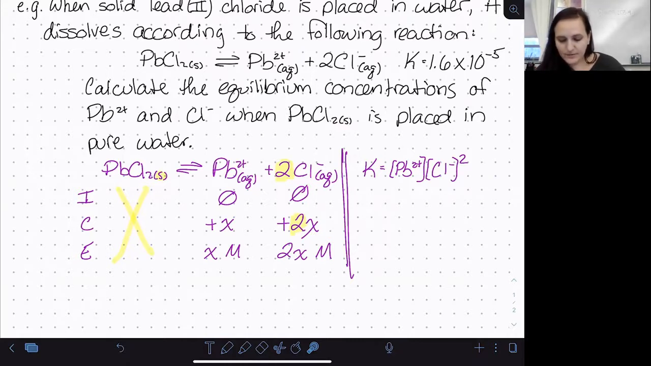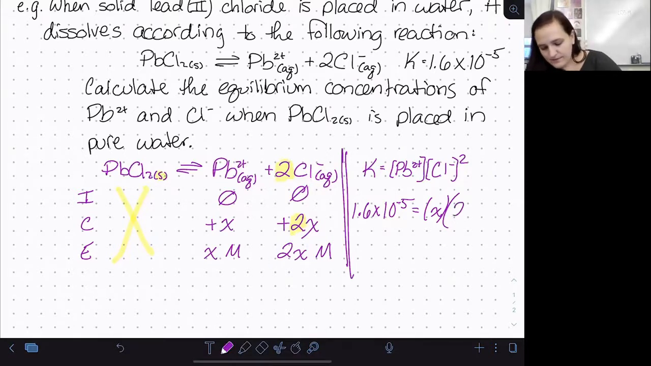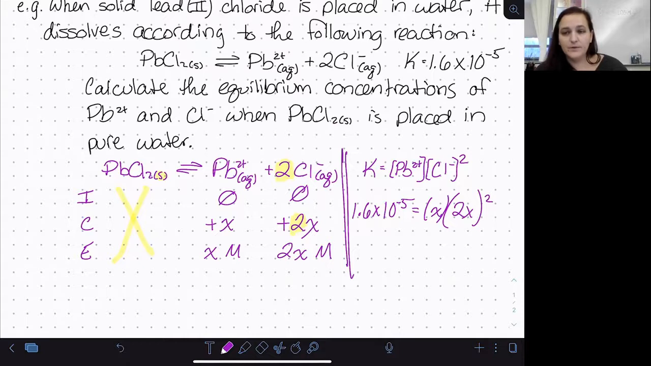So now we were given the value of K, so we can plug that in. We know that the concentration of lead at equilibrium is equal to X. The concentration of chloride at equilibrium is 2X, and that is going to get squared. And now this is something that we can solve. The only variable we have is X, so we can work on solving this.